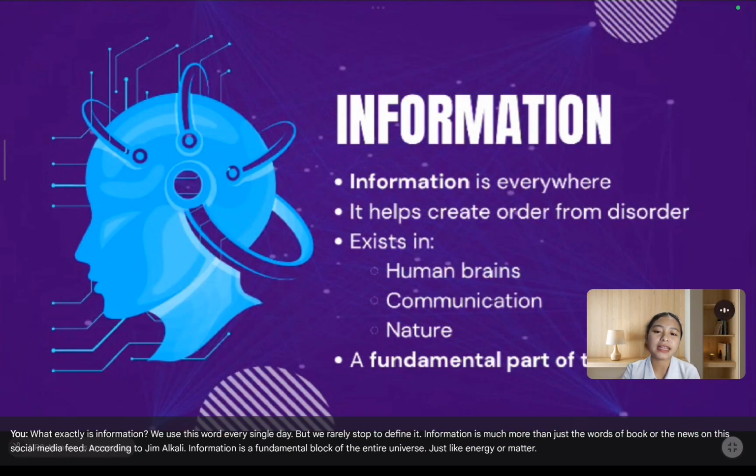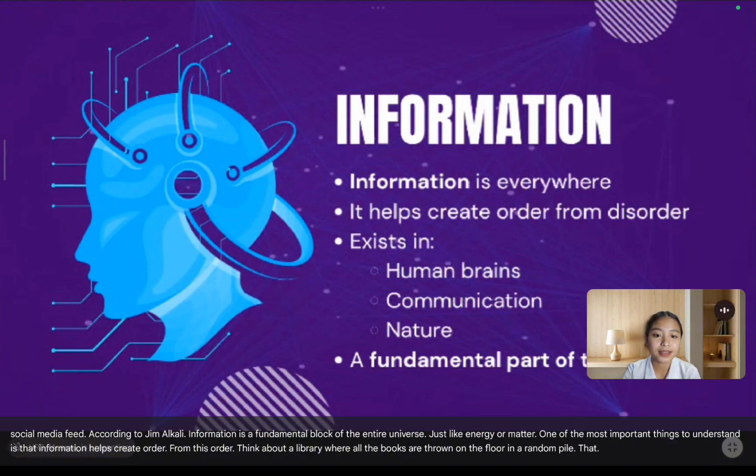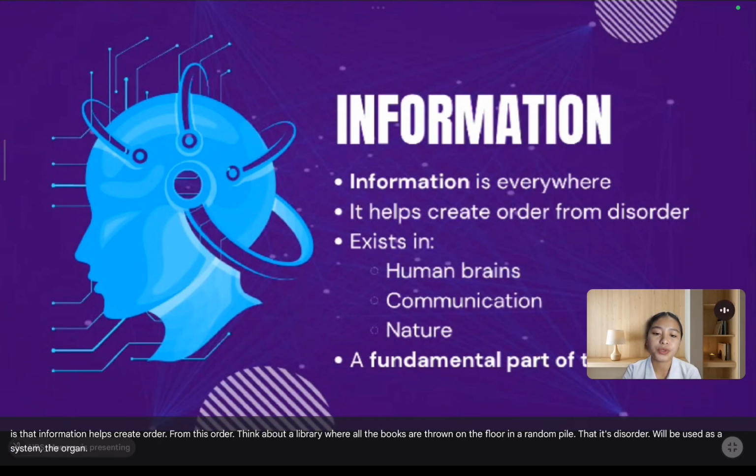One of the most important things to understand is that information helps create order from disorder. Think about a library where all the books are thrown on the floor in a random pile. That is disorder. When we use a system to organize those books by subject or author, we are using information to create order. Without information, everything in the universe would be chaotic and random.